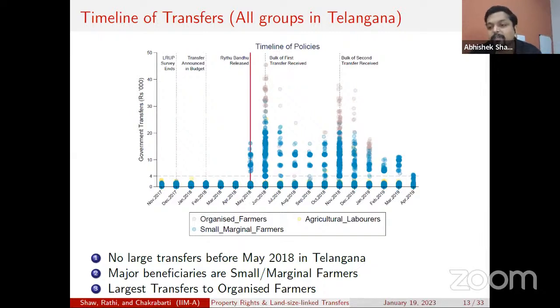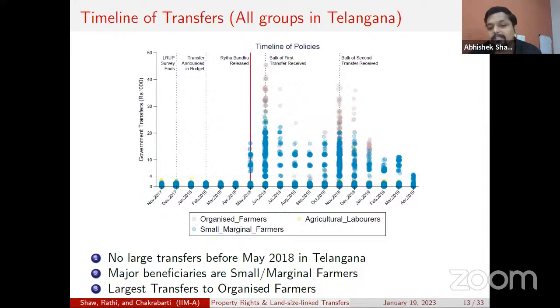So this is some sort of validation that the data is capturing the fact that government transfers actually happened. The other aspect we can talk about is, broadly, are these categories doing what they're saying they're doing? Organized farmers are generally larger farmers producing for the market, and you see that they tend to receive larger transfers. As you can see, the red dots are generally on the higher side of the distribution. So these are larger farmers receiving large transfers.